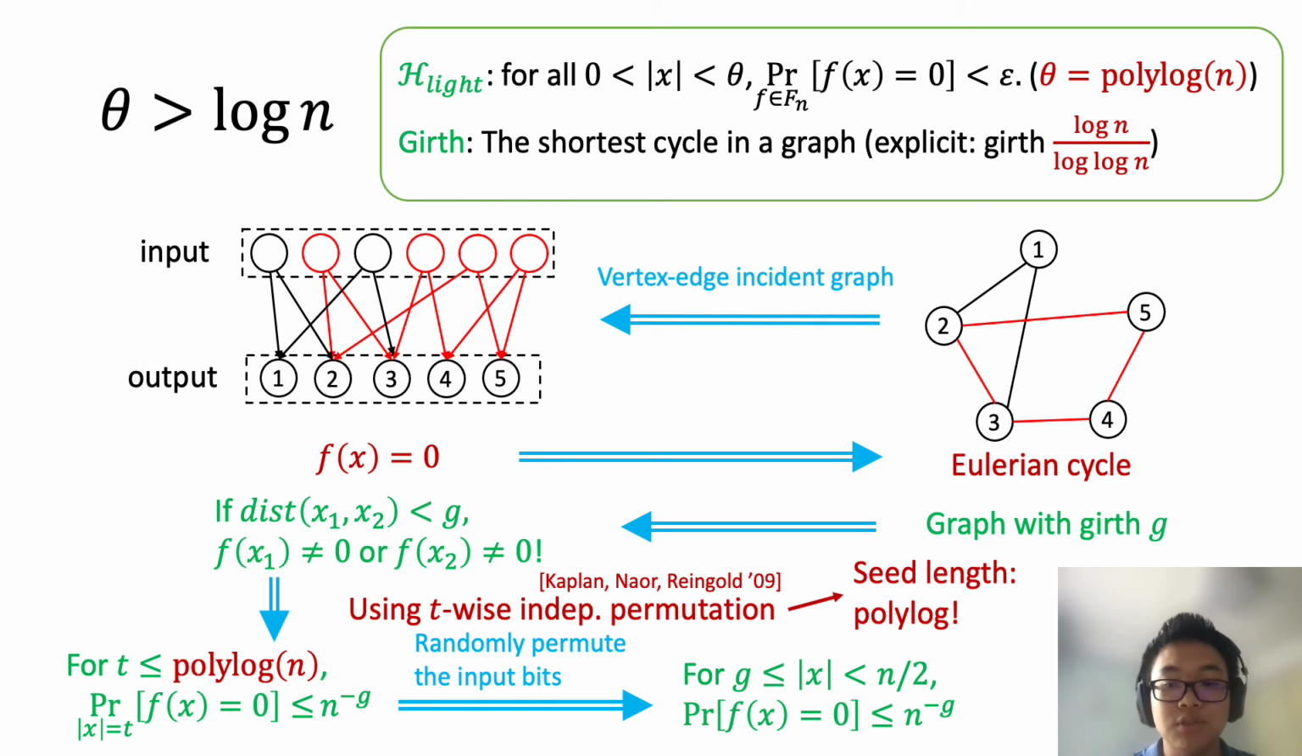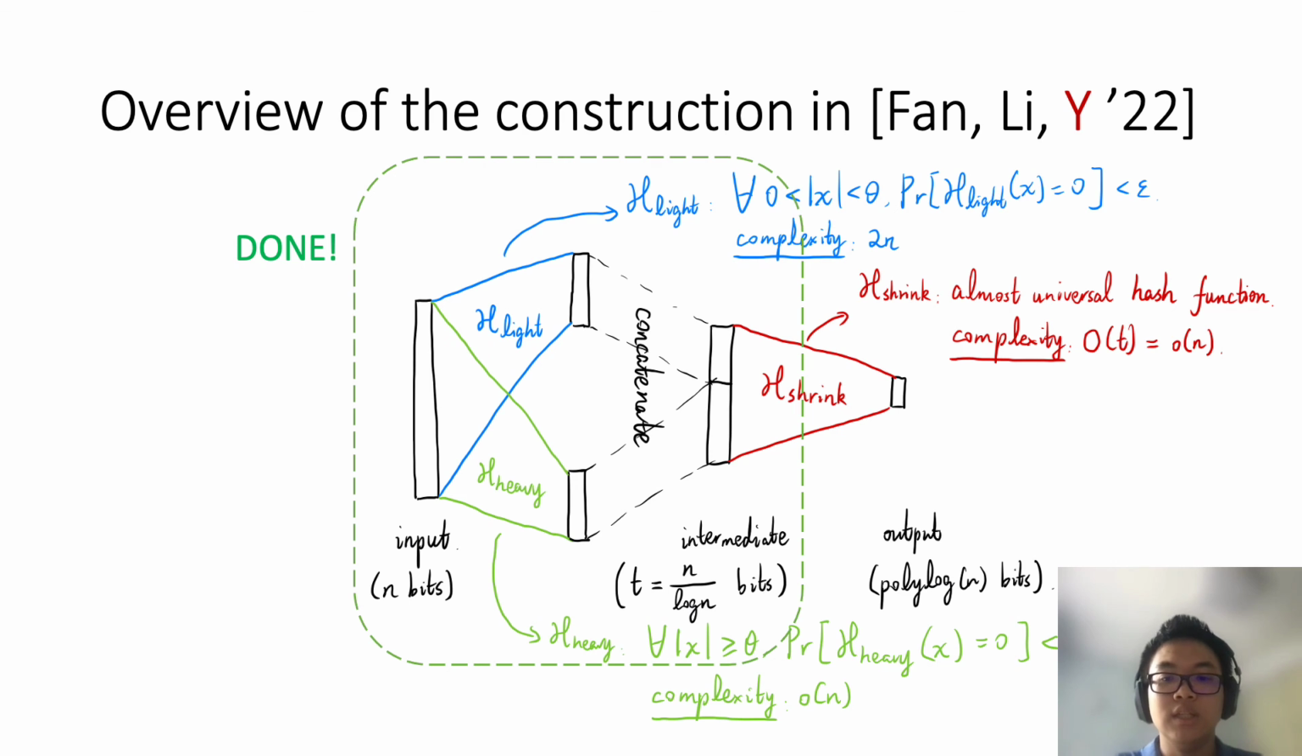But we notice that to argue about x with Hamming weight t, using a t-wise independent permutation is enough. This is why we set the threshold theta to be polylog n. We set the threshold theta to be polylog n, so here we only need to use a polylog-wise independent permutation. By using the known strongly explicit construction by Kaplan, Naor, and Reingold, the seed length is indeed polylog n. So we are done with the h-light and h-heavy parts.